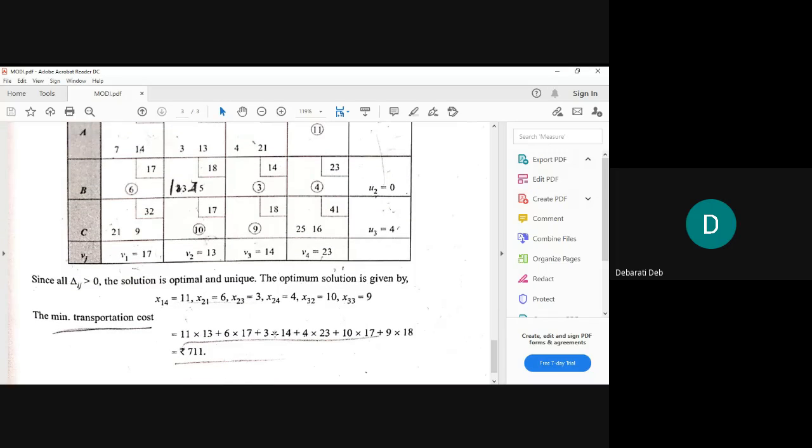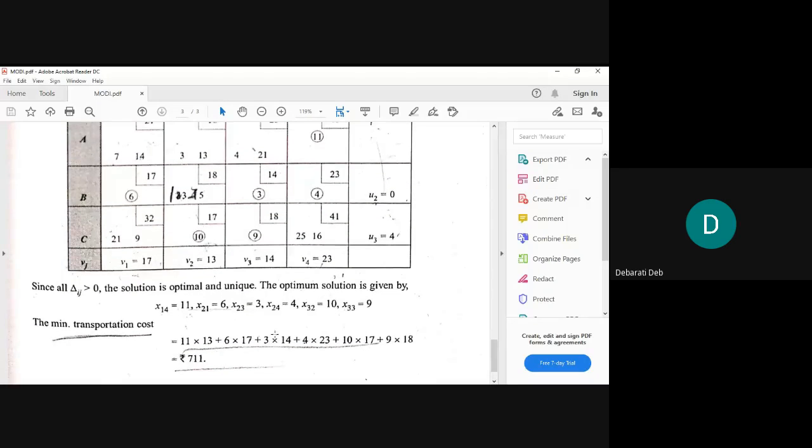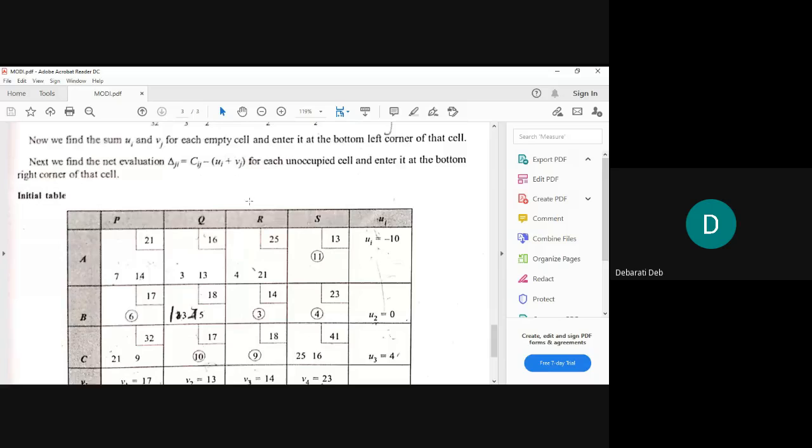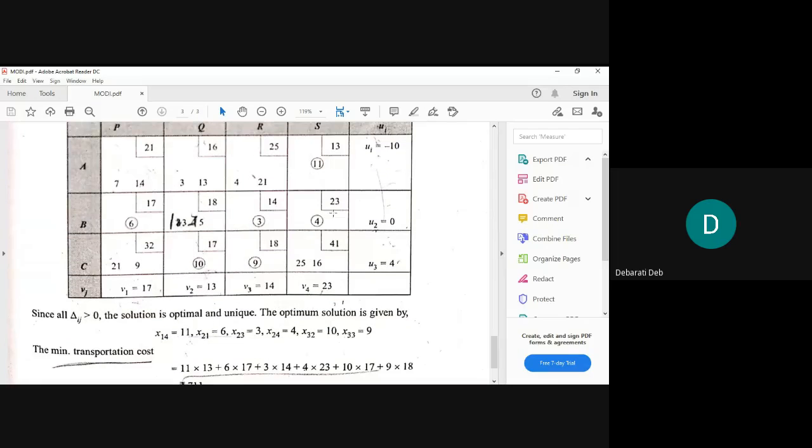Then what you will have to take is, now listen to me carefully, this del ij. What is this del ij? Del ij is the right hand side corner's number. This 14, 13, 5. We are writing two numbers, one at the left hand side corner and one at the right hand side corner. So this right hand side corner's number has to be positive. That is del ij, which is equal to Cij minus (ui plus Vj). You have to write like this. Since all del ij is greater than 0, the solution is optimal and unique.